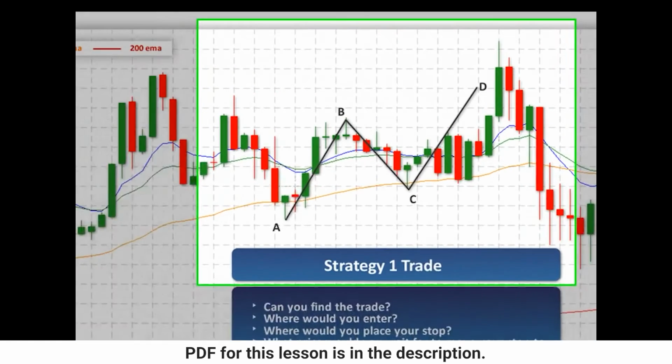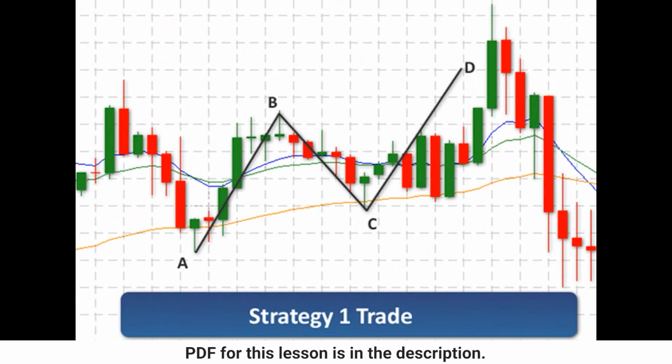Now by now we know that we're looking at a long trade here. We're looking to capitalize on the C to D move. And because the A to B move was up, when B to C retraces back down, we've got an up move from C to D that we're going to capitalize on.